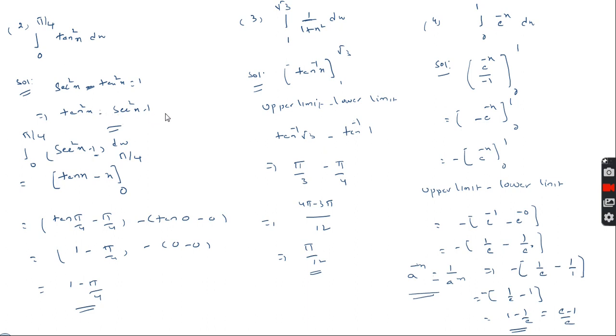So for tan square x, we substitute here, that is nothing but secant square x minus 1. That is the integral from 0 to pi by 4 of (secant square x minus 1) dx. So we separate these two integrations. First is the integral from 0 to pi by 4 of secant square x dx, minus the integral from 0 to pi by 4 of dx.